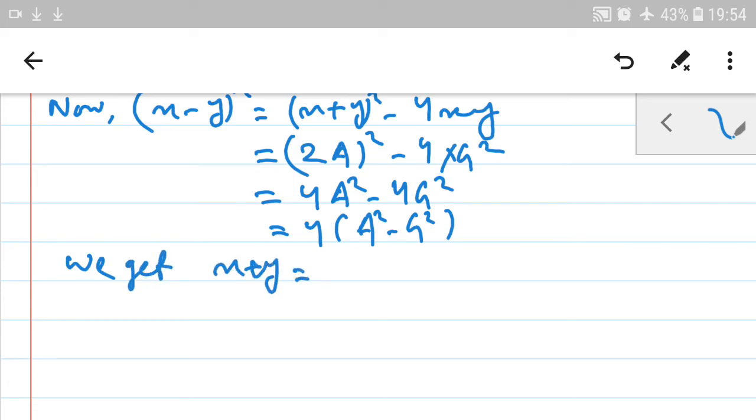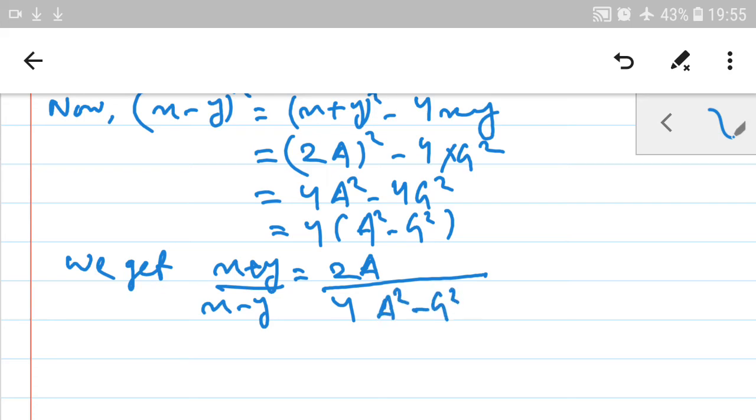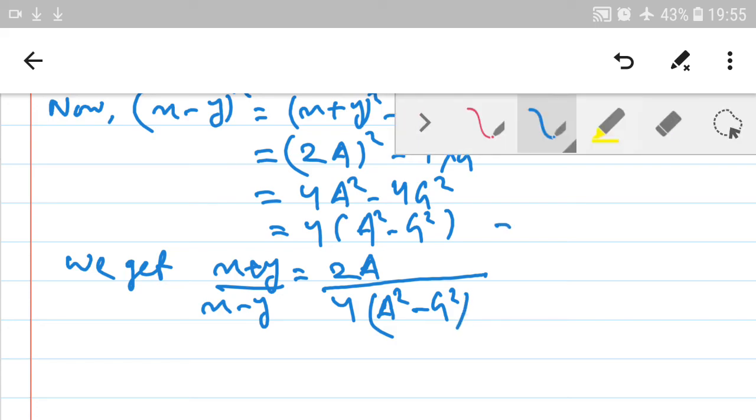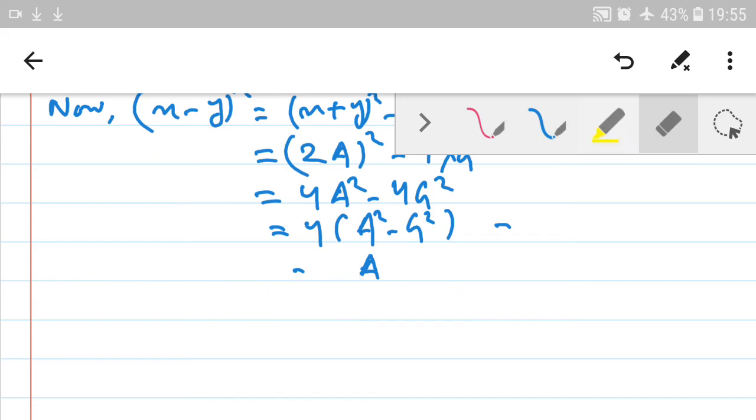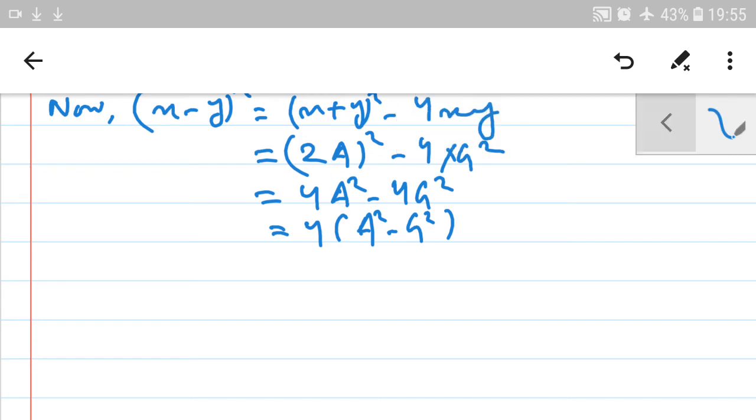Now here you see we get x plus y is equal to 2A, and take the ratio with x minus y, whole divided by 4 whole into A square minus G square. Okay, actually here there is a mistake. Now what we have to do, let me erase this, one step I have skipped. Therefore I get x minus y is equal to 2 root under A square minus G square.